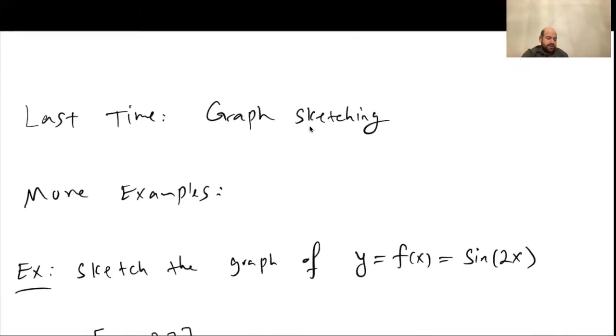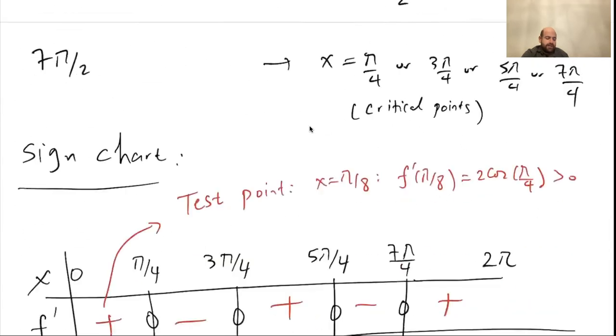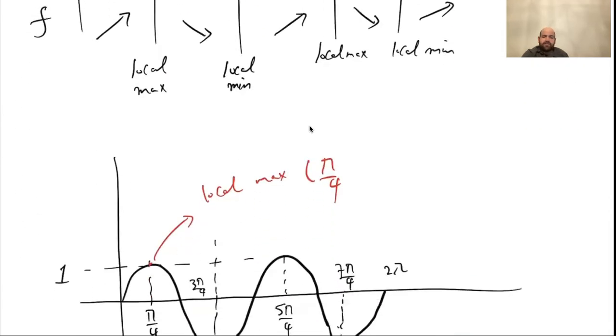What was the original function? f of x was sine 2x, right? If the x value is pi over 4, then the y value will be sine 2 times pi over 4, which means sine pi over 2, which is 1. So this point is pi over 4 and 1.